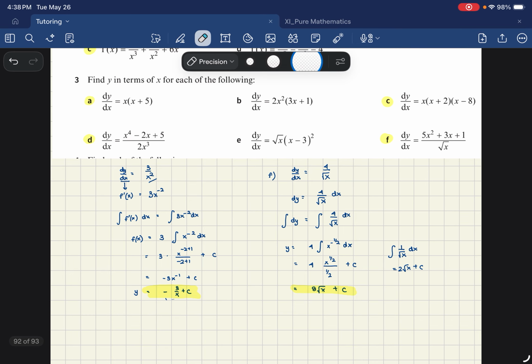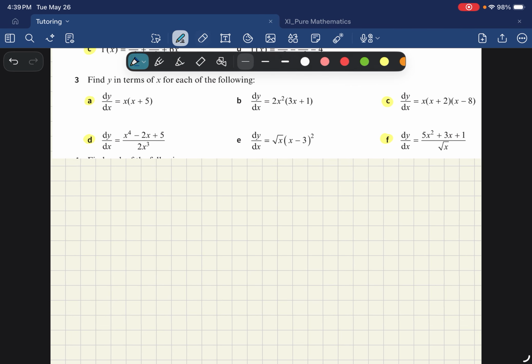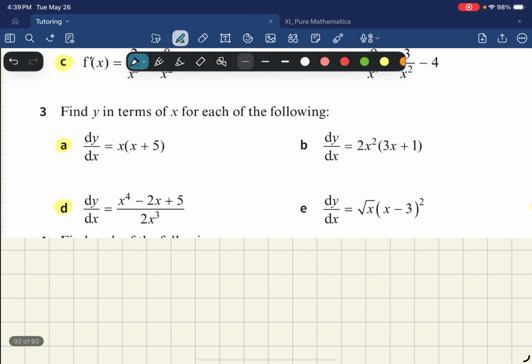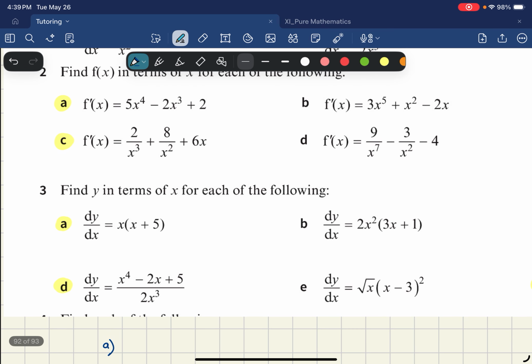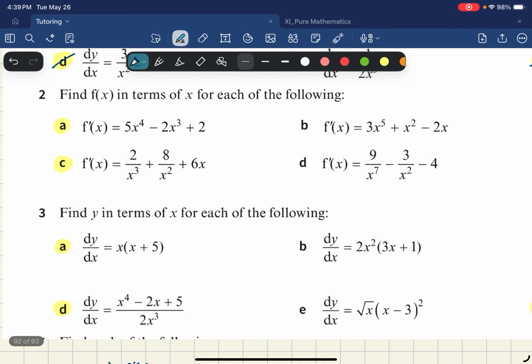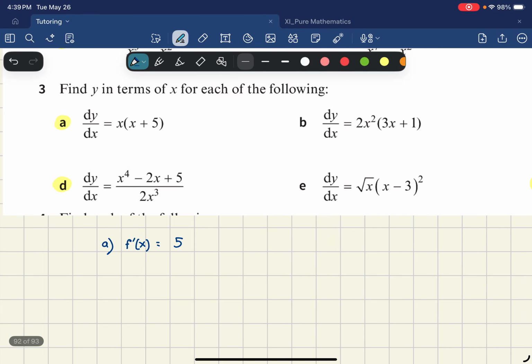All right, so let's do question 2. It says, find f of x in terms of x for each of the following. So it's the same question. For question 1, we had dy by dx. For question 2, we just have f dash of x. If you integrate f dash of x with respect to dx, you get f of x plus c.